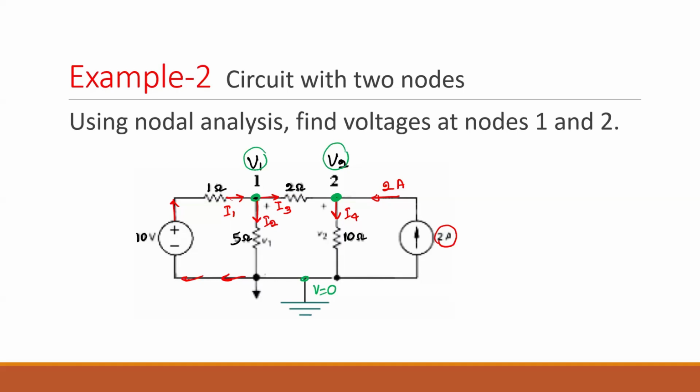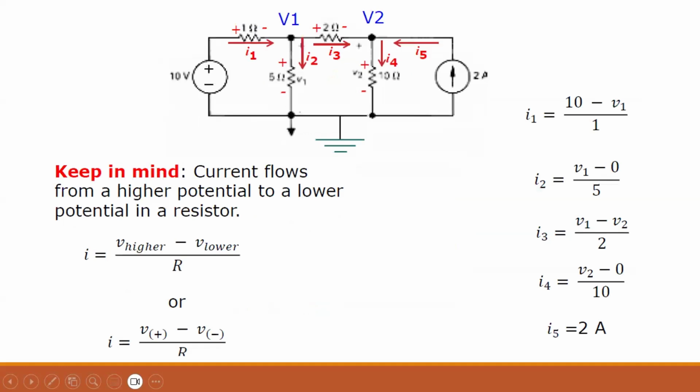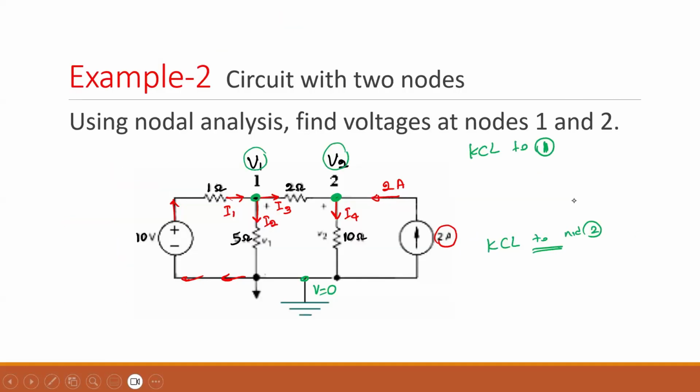I hope you have written I1. Can I know what you have written as I1, please? Okay, so you have to apply KCL to node 1. And also you need to apply KCL to node 2. Did you do that?